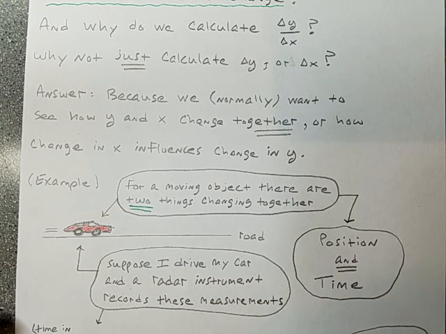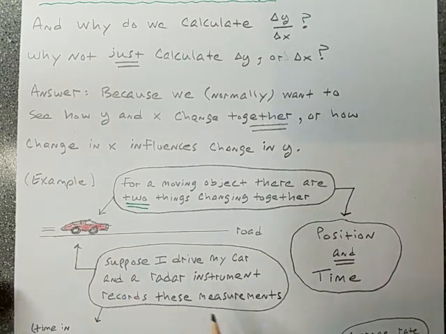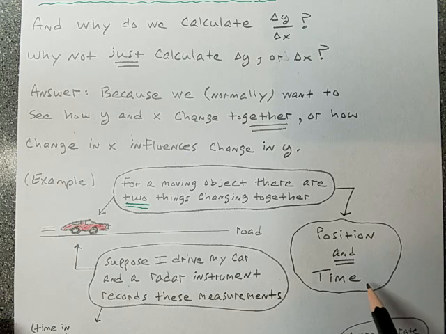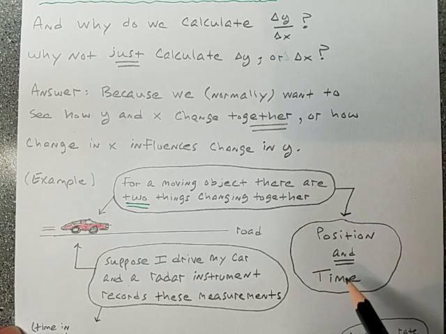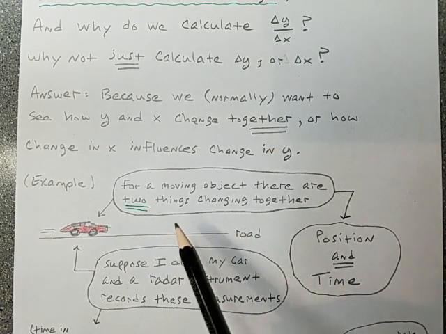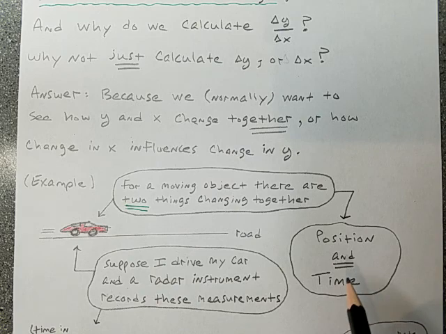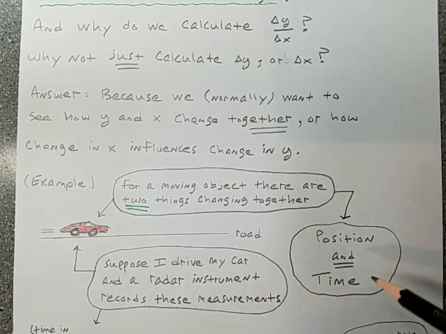So it's entirely possible that if something is moving, we could record information about position and time. Those are the two variables that are changing together. Think about it: if I just track the position, that wouldn't tell you a whole lot, and if I just track the time, that wouldn't tell you a whole lot. But what if I track them together?